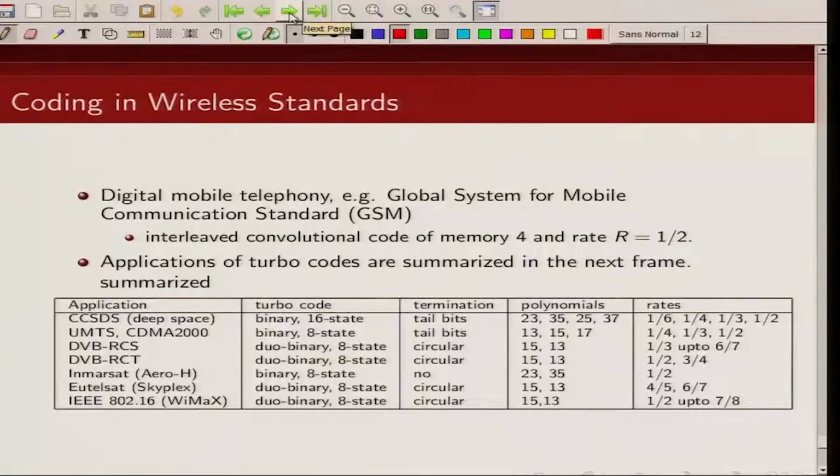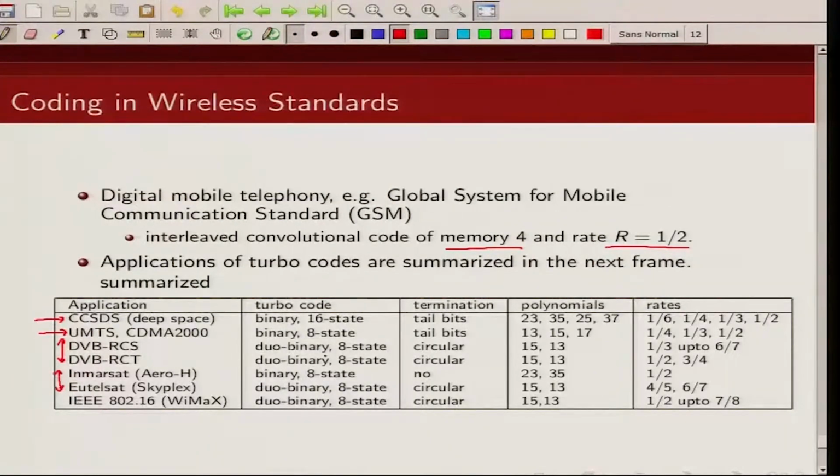I would like to conclude by giving some examples of communication systems. GSM uses a convolutional code of memory 4 and rate 1/2, and in this table I have listed some of the applications of turbo codes in recent standards, starting from the digital video broadcasting standard to third generation wireless standards to deep space exploration to satellite communication applications, and you can see there is this binary turbo code that we talked about.